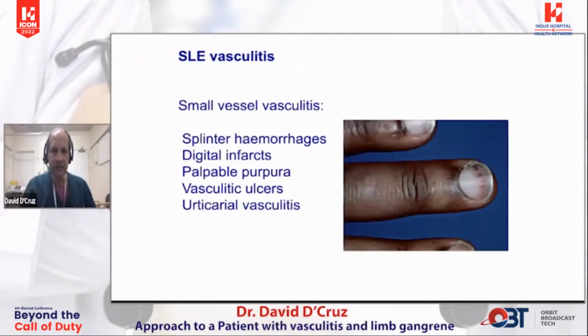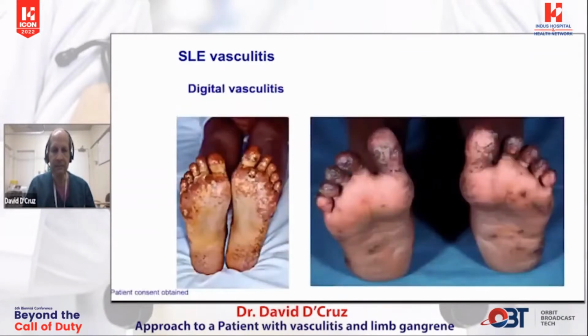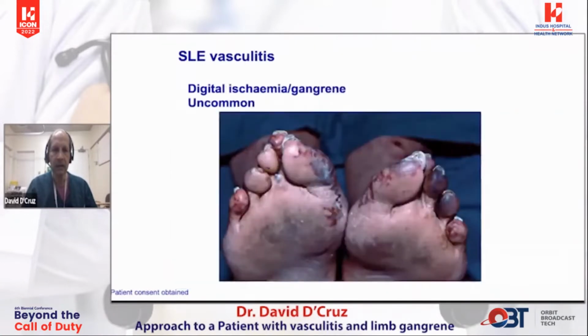So the spectrum of cutaneous vasculitis starts with small vessel vasculitis, consisting of splinter hemorrhages, digital infarcts, palpable purpura, ulcers, and urticarial vasculitis. This is another patient with more severe digital vasculitis. You can see vasculitic lesions on the soles of the feet and vasculitic ischemic lesions on the toes of this other patient. Digital ischemia and gangrene, as you can see on this slide, is very uncommon, fortunately.